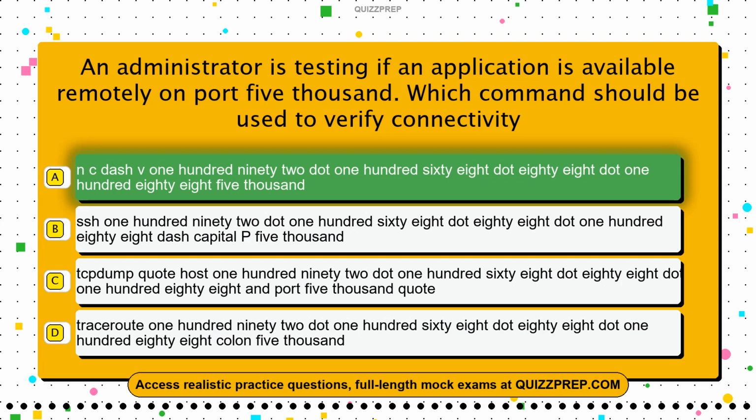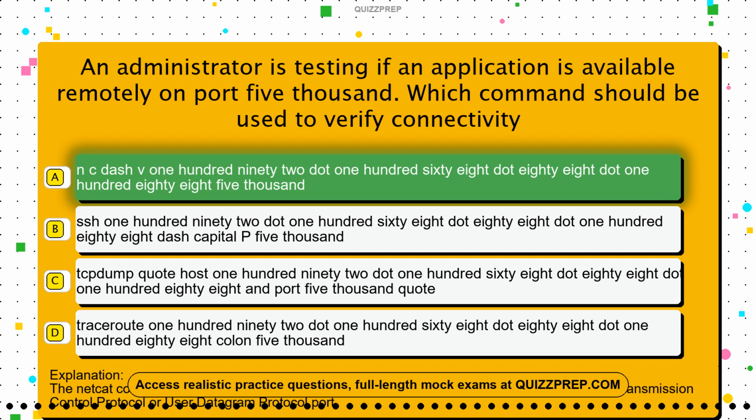The correct answer is option A, nc -v 192.168.88.188 5000. The netcat command is a versatile tool for checking if a remote service is listening on a specific transmission control protocol or user datagram protocol port.